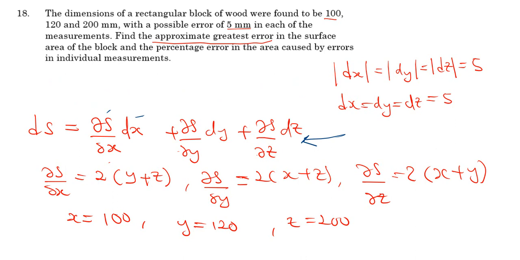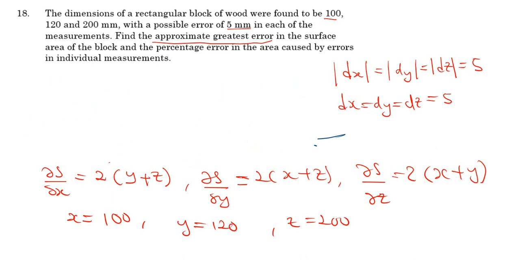So I erase these. So what do I get next? This then means ds is going to be equal to 2. For the first one, I have 2. What is my y? My y is 120, so I put my 120 there, plus z. My z is just 200. Then I say plus 2 here.